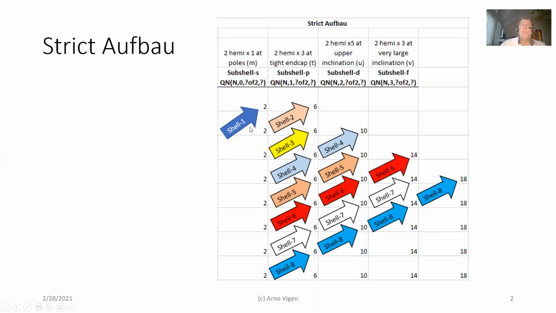Let me show that. So when you do 1s2, that's full. 2s2, and that's full. And then you just count 1, 2, 3, 4, 5. So you can have partial subshells.